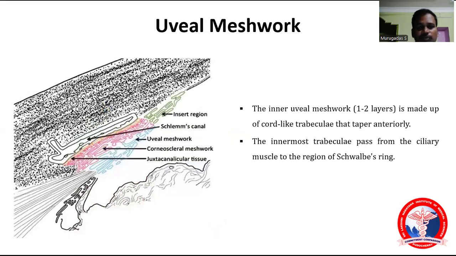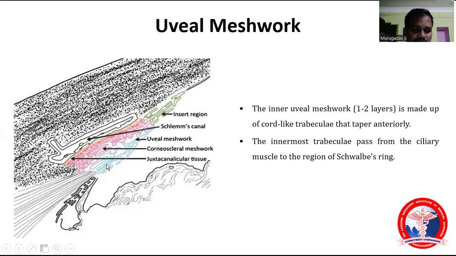Coming to the uveal meshwork. The inner uveal meshwork, the innermost part of the trabecular meshwork, has 1 to 2 layers and is made up of cord-like trabeculae that taper anteriorly. The innermost trabeculae pass from the ciliary muscle to the region of Schwalbe's ring.